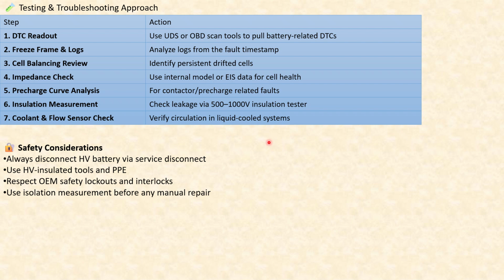Now, what are the various safety considerations? Always disconnect the HV battery before service disconnect. So before the service action starts, you have to disconnect the battery, and also use HV insulated tools and PPE. Personal protection equipment must be used in a mandatory manner. Respect OEM safety lockouts and interlocks, and use isolation measurements before manual repair. All right, so these are the various safety considerations that must be taken into consideration.